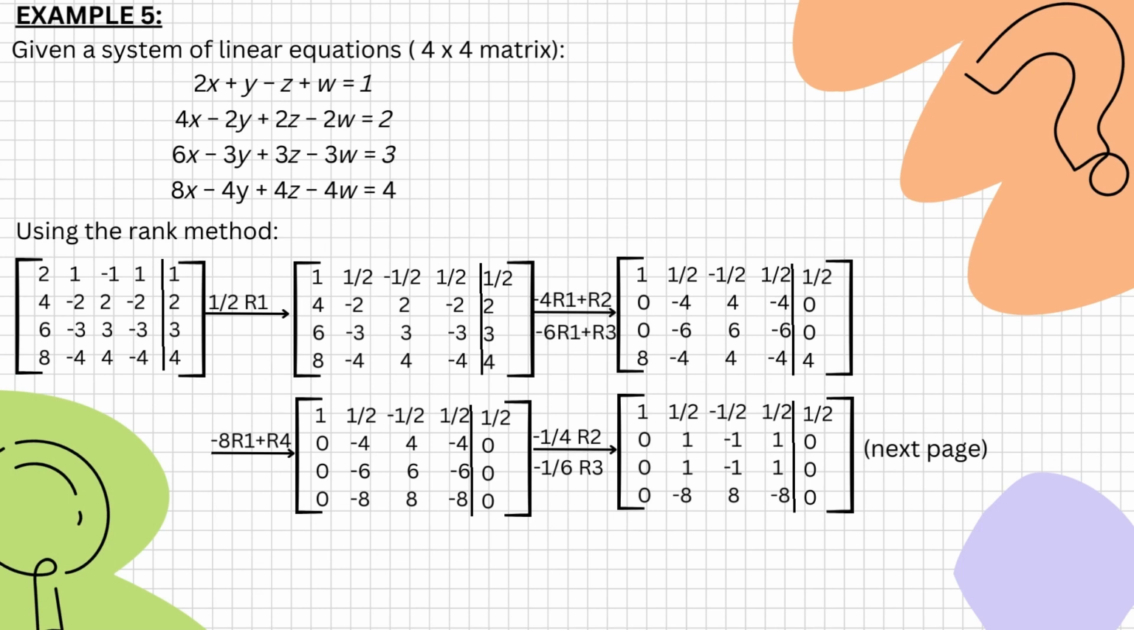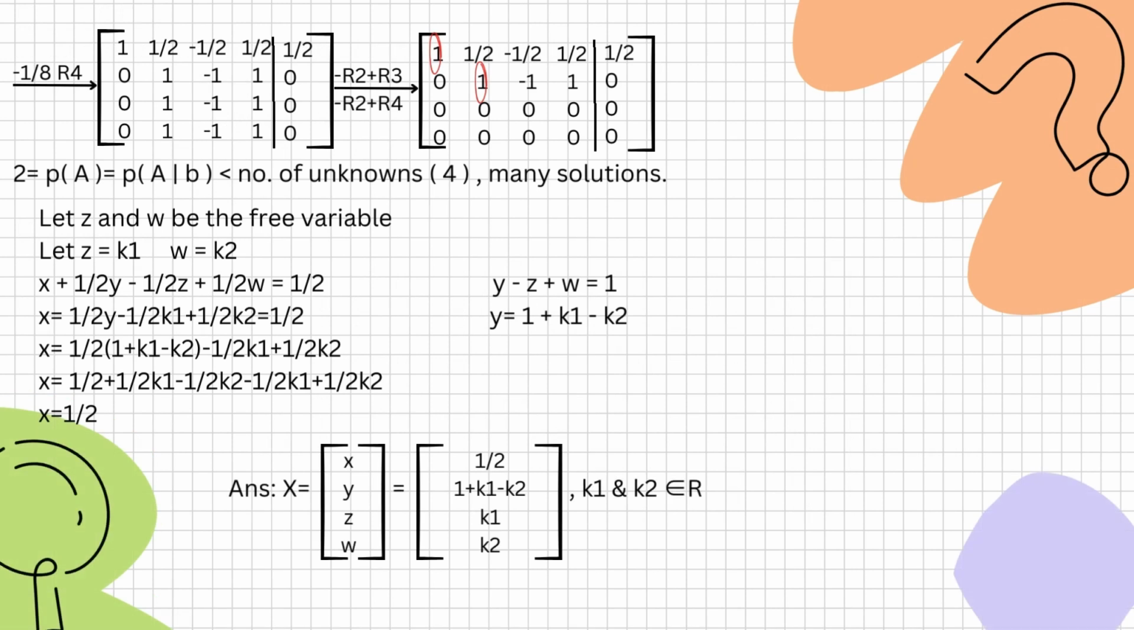For example 5, given a system of linear equations: 2x plus y minus z plus w equals 1, 4x minus 2y plus 2z minus 2w equals 2, 6x minus 3y plus 3z minus 3w equals 3, and the last one, 8x minus 4y plus 4z minus 4w equals 4. We can use the elementary row operations to find the row echelon form. After we get the final row echelon form, we found that rank A is equal to rank AB is equal to 2, and this is less than the number of unknowns, which is 4. So the system has many solutions.